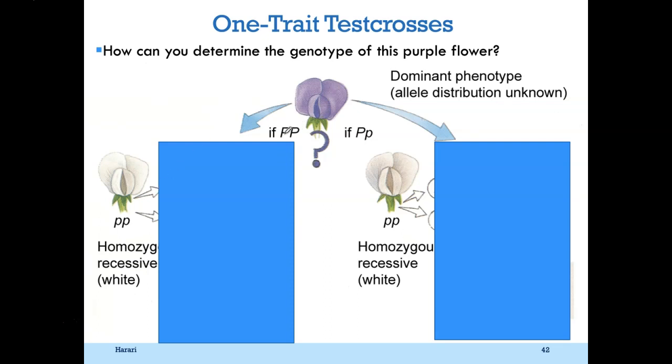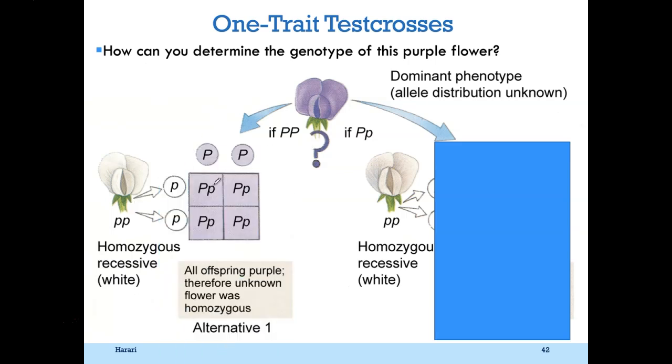If it's big P, big P, and you mate it with little p, what would you expect the progeny to look like? So if you mate the purple flower with the white flower, suppose you see they're all purple. That means this purple flower was homozygous dominant, because all of the offspring were still purple.